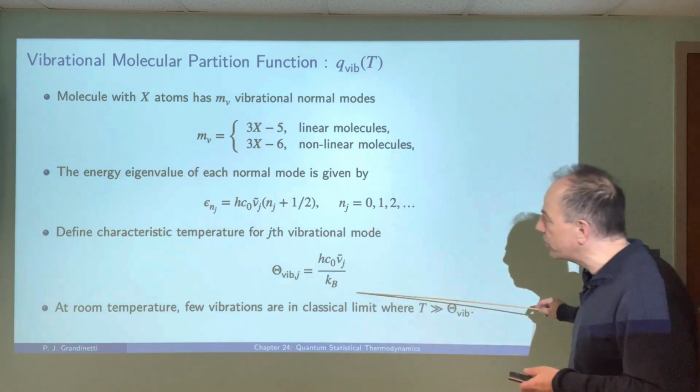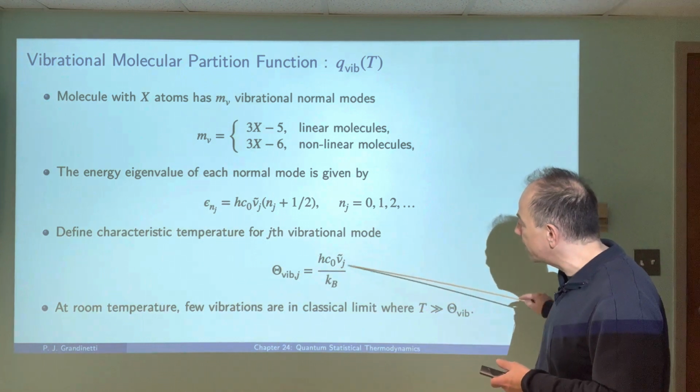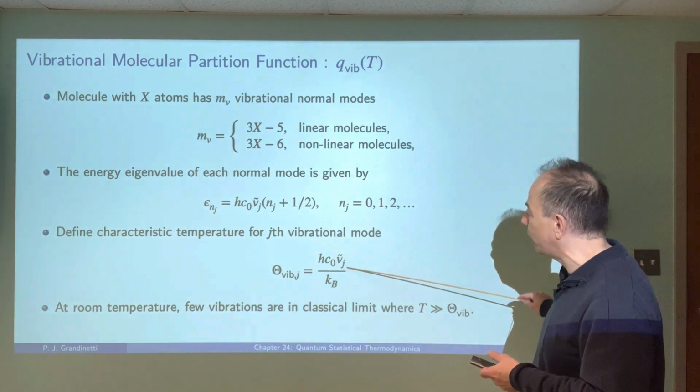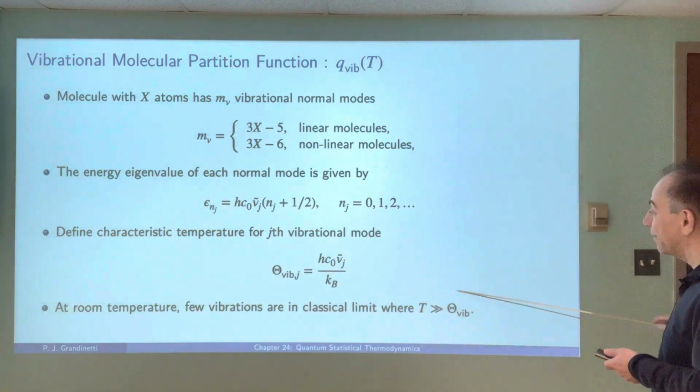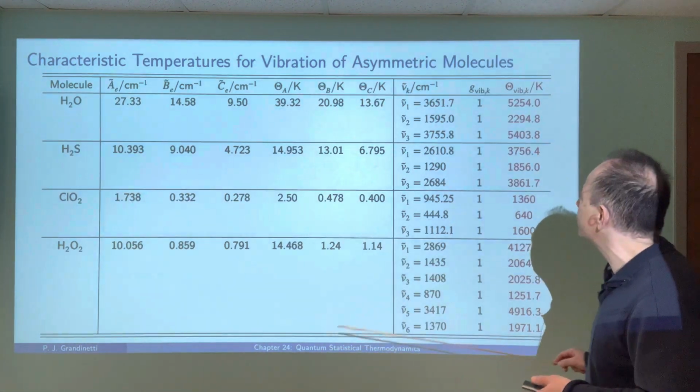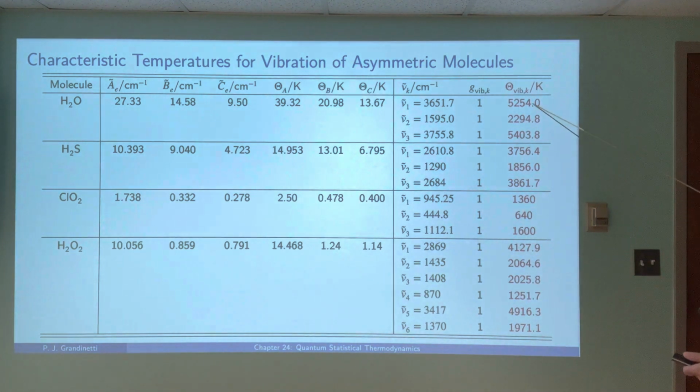One thing that's going to be important, of course, is the characteristic temperature for the vibrational motion, which we can calculate just from this characteristic vibrational frequency. And if we're going to be in the classical limit, we need to be much greater than this. But as you see when you look at these tables, for these small asymmetric molecules, these characteristic temperatures are all significantly higher than room temperature. So at room temperature, we don't expect much contribution at all from the vibrational part of the partition function.